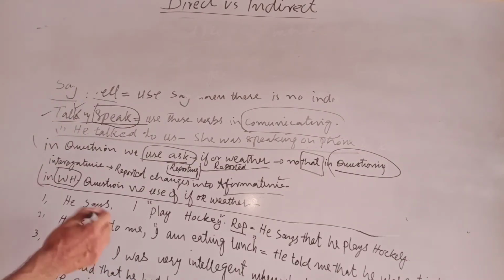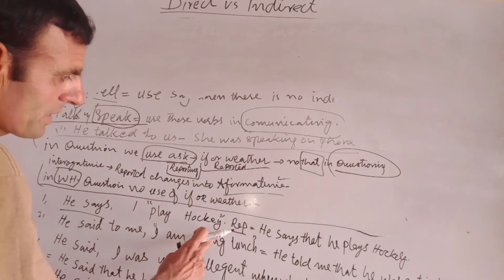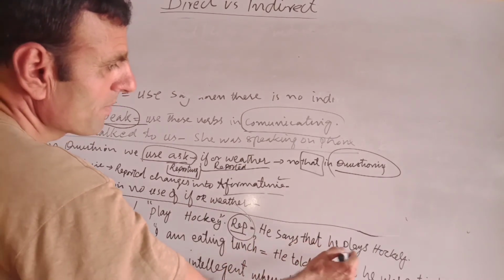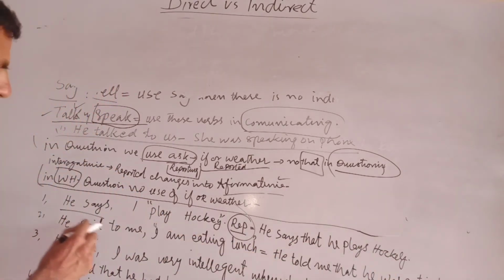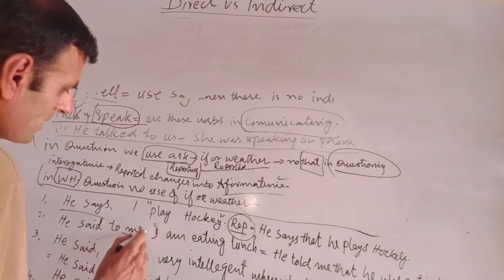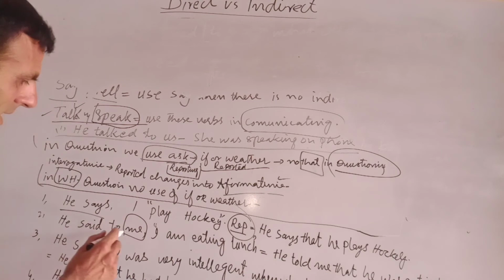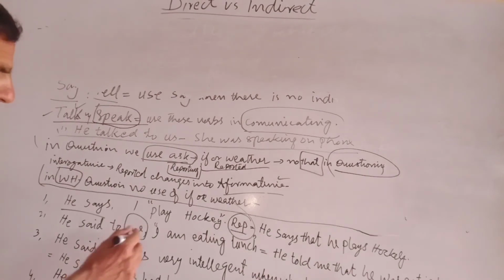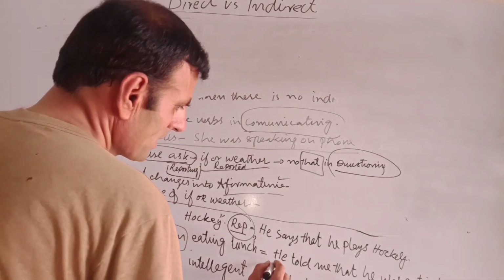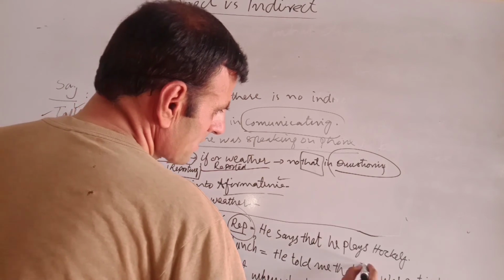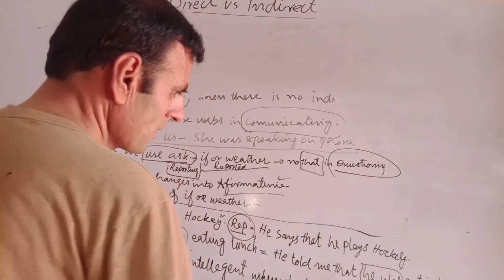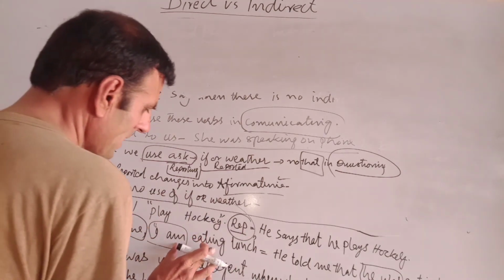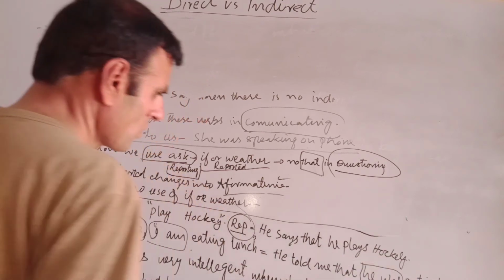Like see here, he says, I play hockey. This is reported speech. He says that he plays hockey. He said to me, now me is an indirect object, I am eating lunch. He told me that he was eating lunch. Now I am here, he was. We changed I am into he was because now we are talking about him. We put his words the same as he said, but in indirect speech we don't put the words, we change the words.